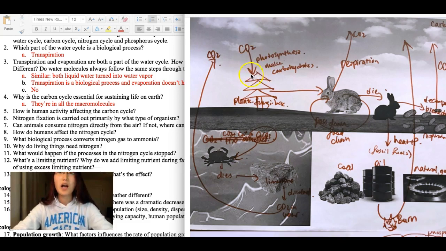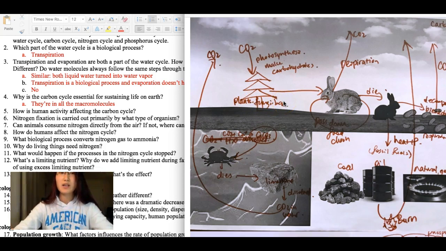So CO2 comes into the tree, and CO2 during photosynthesis is made into carbohydrates, right? That's one type of organic molecule. And then it can also be turned into our lipid, proteins, nucleic acid for the tree as well. But this doesn't have to be a tree. It could be a fungi or bacteria as well.